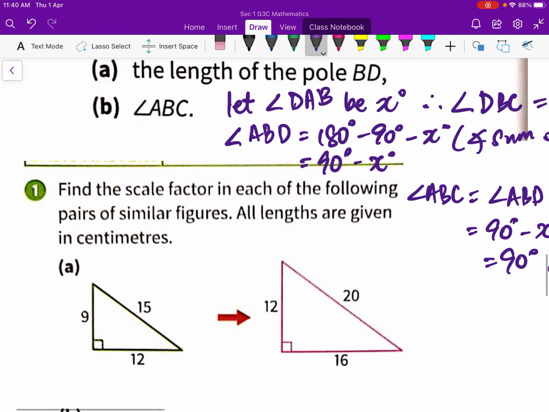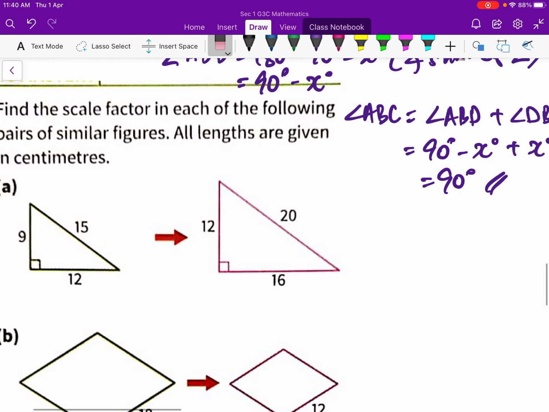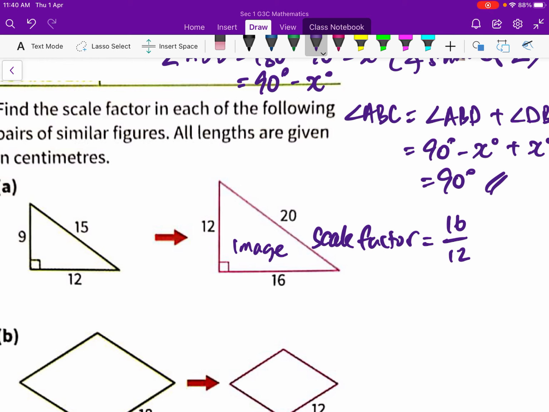This was from exercise 7.3, finding the scale factor. So scale factor, very simple. The image length divided by the original length. Here they provided so many different lengths for you to choose. Any one of them will work. So this scale factor equals, let's say, 16 over 12. This is our image. This is the original. So 16 over 12 we get 4 over 3.